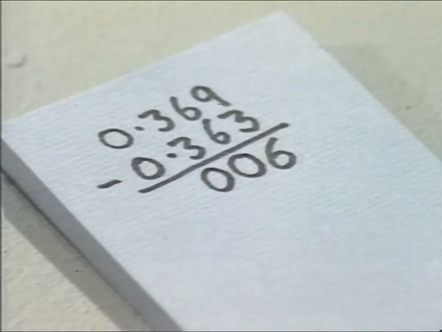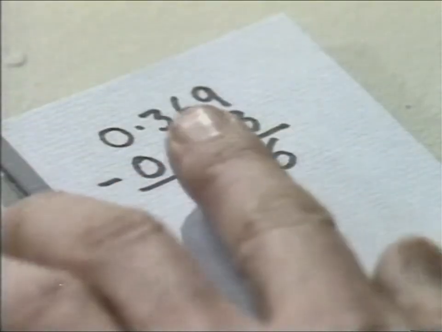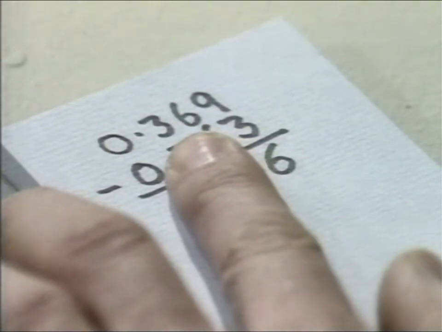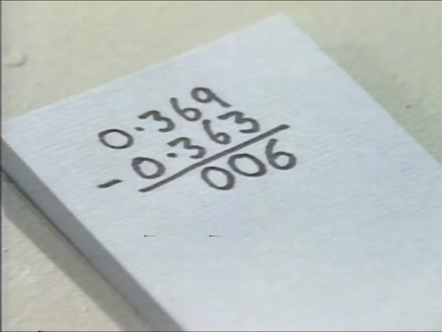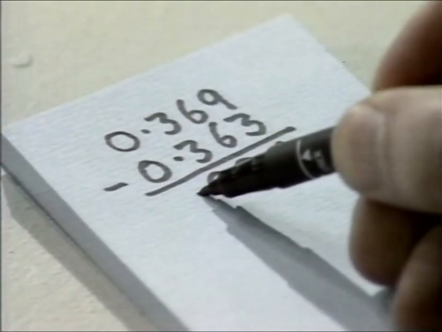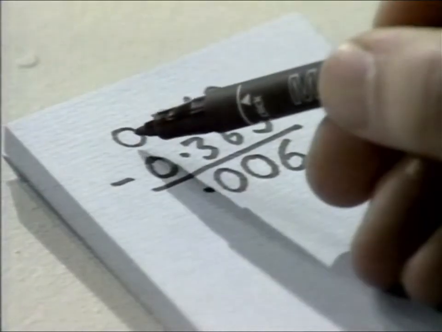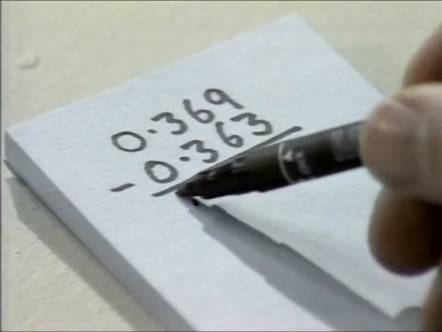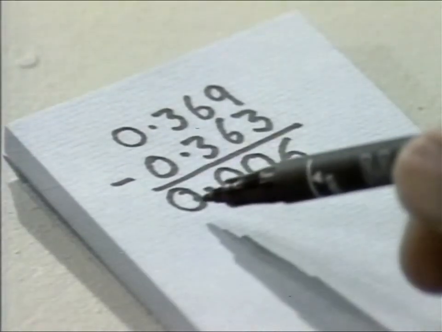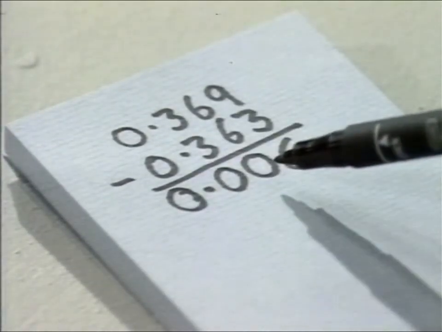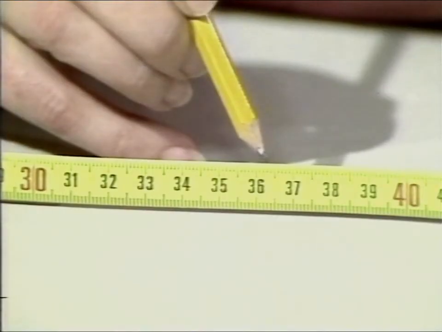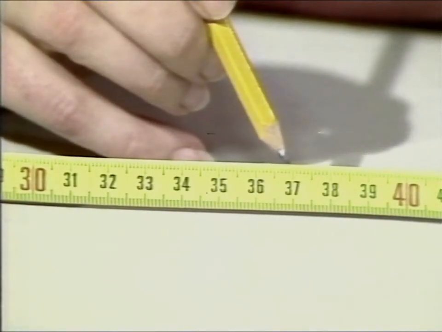Can you see what's wrong? By itself, it just says 6. We need a decimal point. This is the units column. No units take away no units. That's easy. 0.006 of a metre. From here to here.